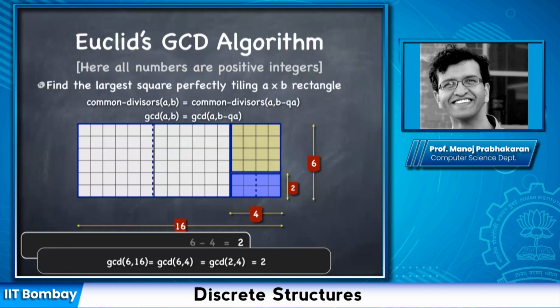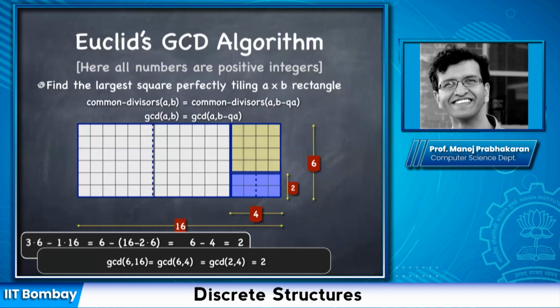That 2 came about because I had a 6 by 4 grid and I removed one copy of 4 by 4. That's how I ended up with the 2 here, right? So 2 was 6 minus 4. And how did I get the 6 and 4? Originally I started with 6 and 16. So that 4 came about as 16 minus 2 copies of 6.